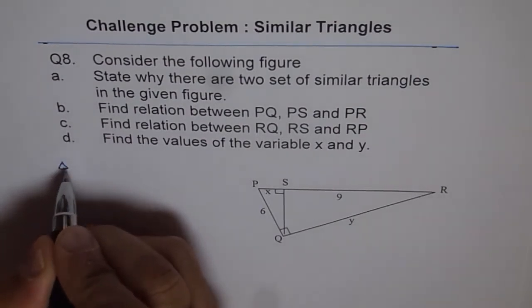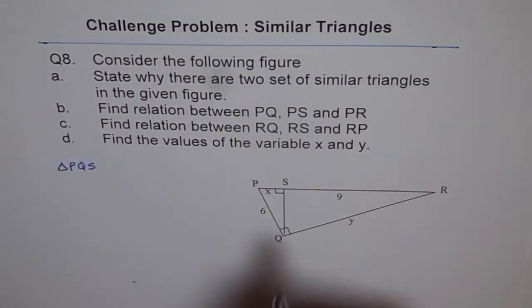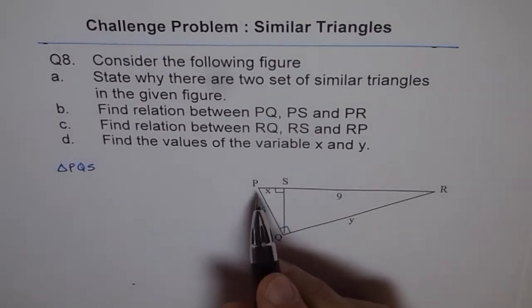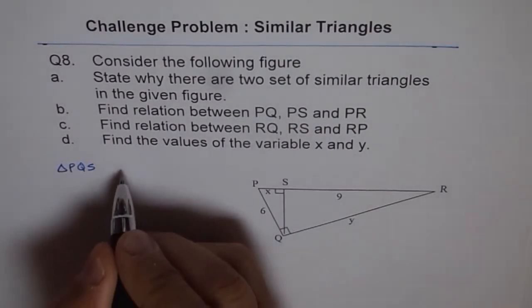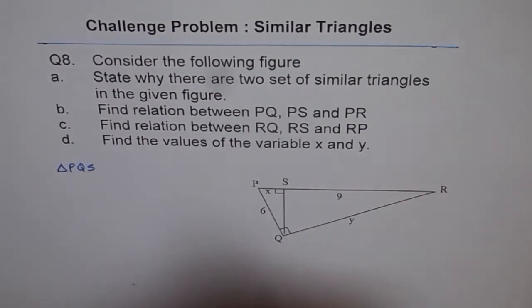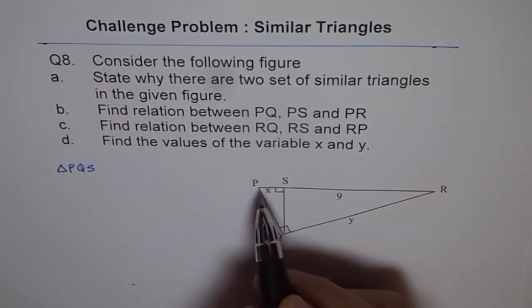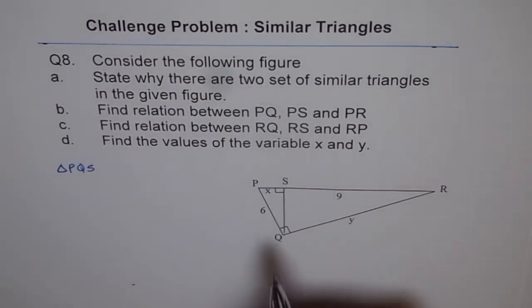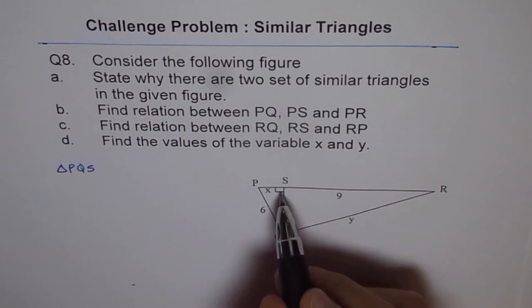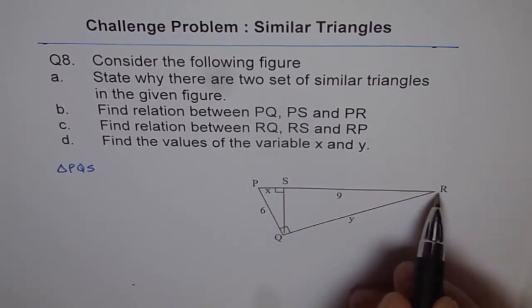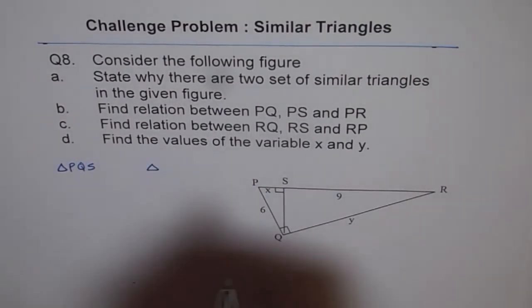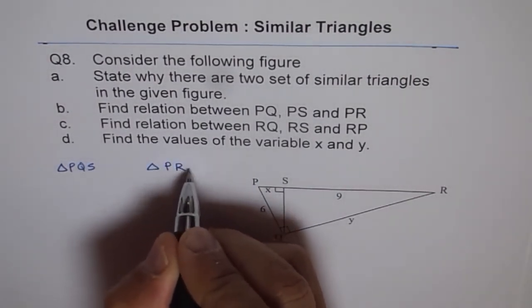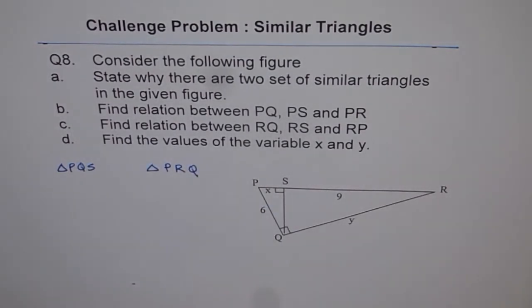PQS. Let me consider triangle PQS and the big triangle PQR. So when we are considering the small triangle, I have written P, Q and S. So I will write S is the right angle. So I have written S at the end. So I'll write PRQ. So I'll consider triangle PRQ. Now there is a logic to this. So let me explain that logic first.